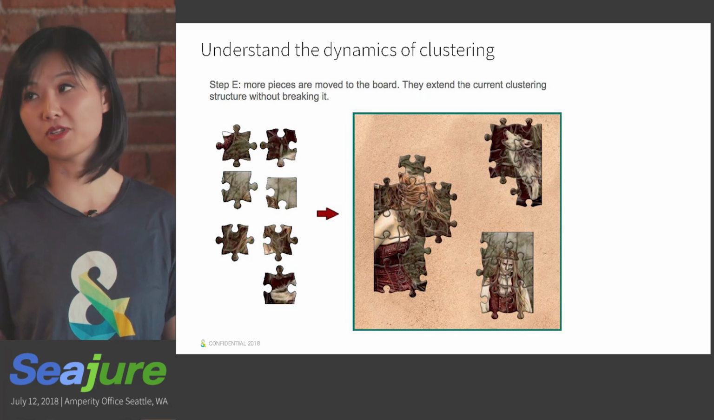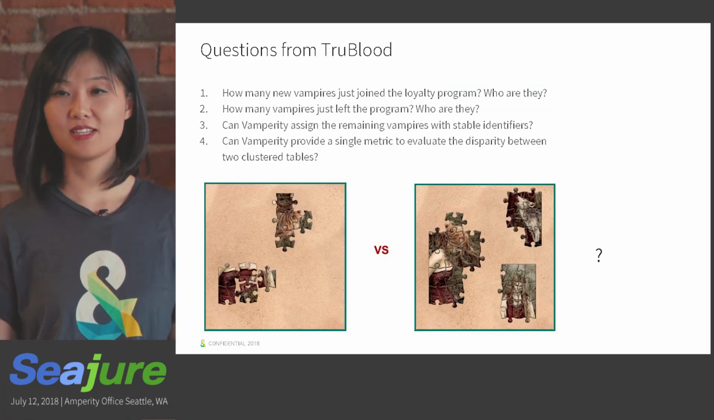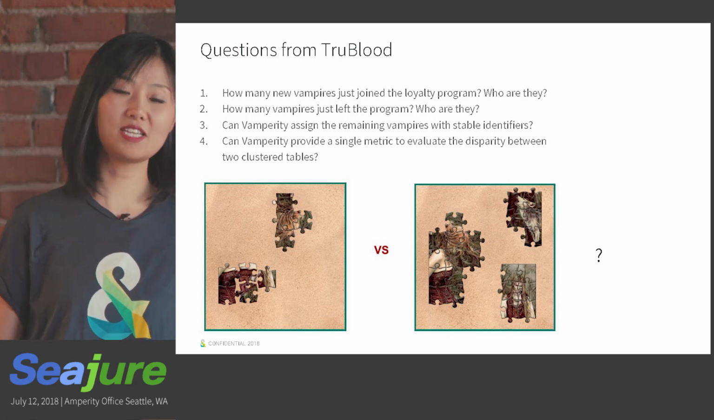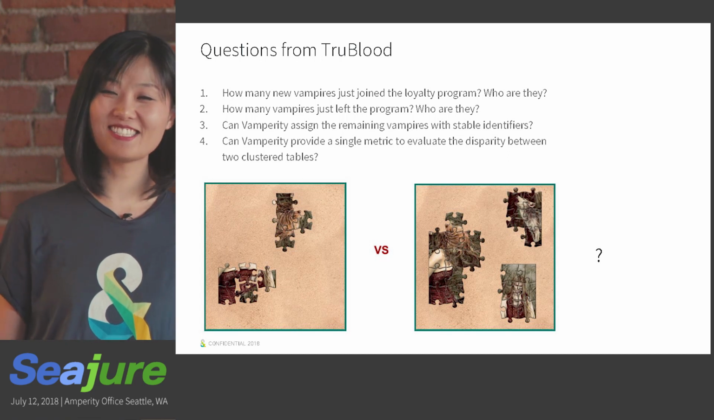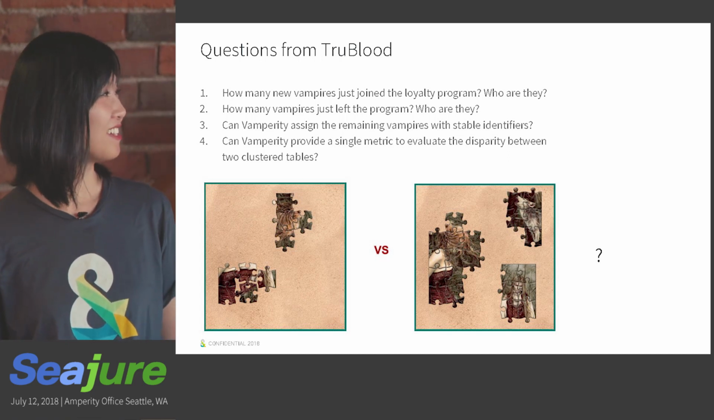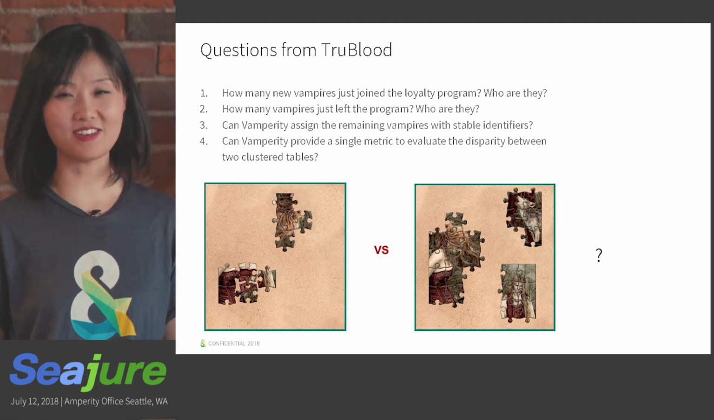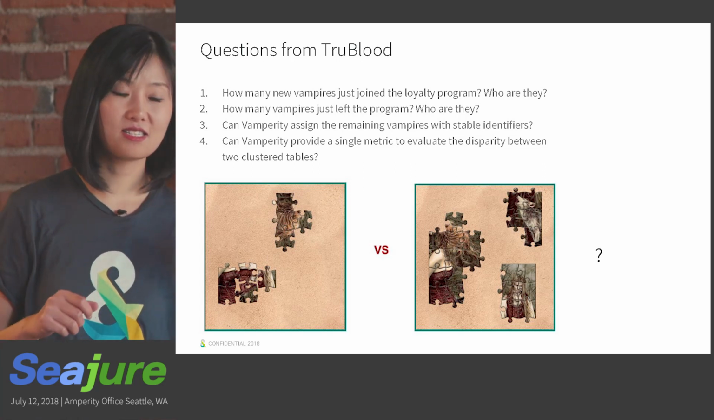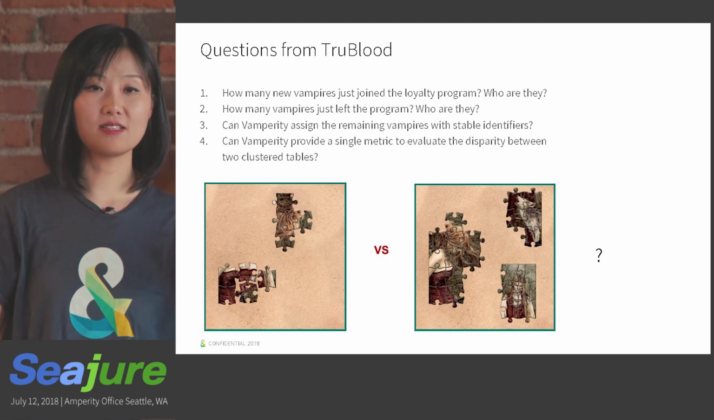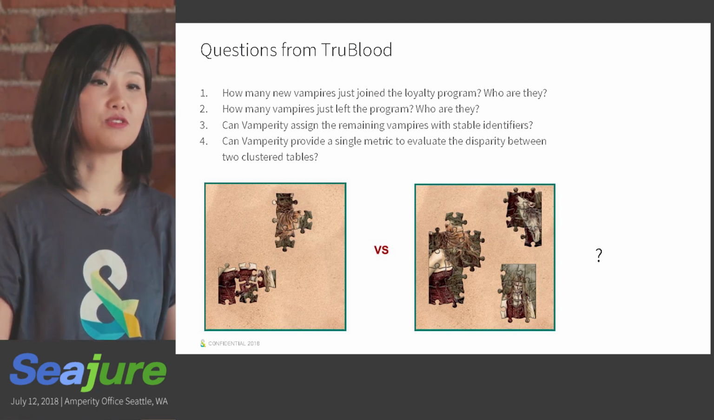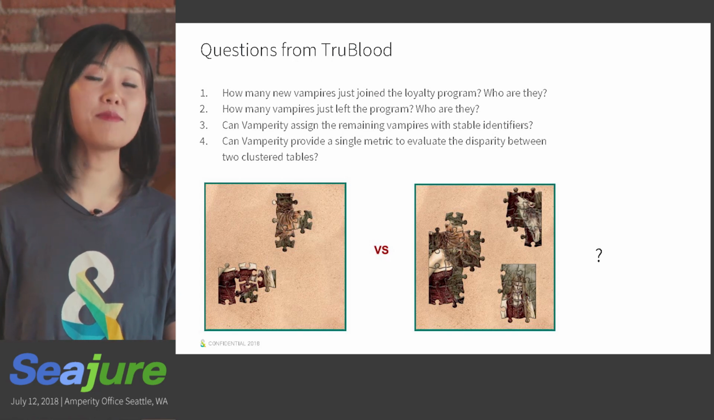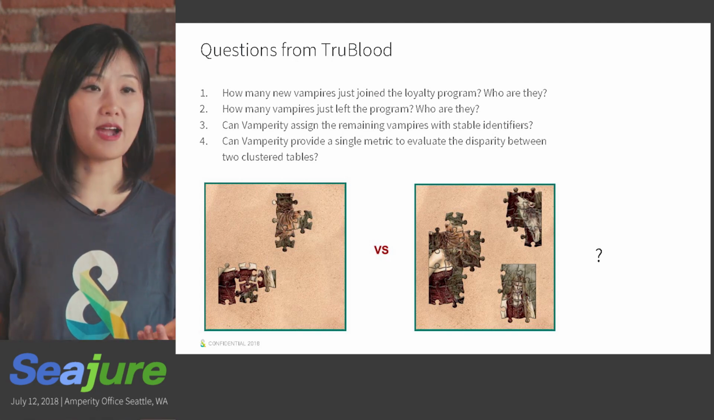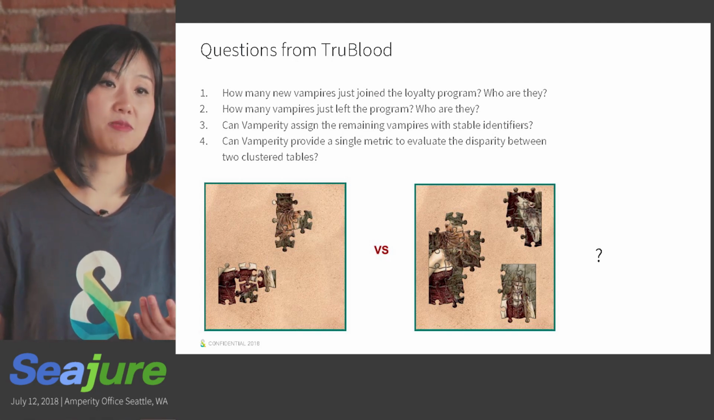You probably wonder why I'm talking about this. I see where you're going, but why does it matter, right? Because the question they keep getting from the customer, for example TruBlood, is: how many new vampires just joined the game? How many new clusters? By new, I mean how many new entities you get in today's clustering run by merging new data, how many vampires just left the program, and how to assign the remaining vampires their existing IDs so they can track them over time.